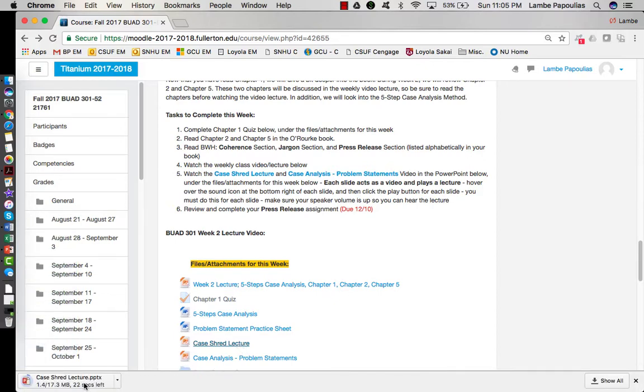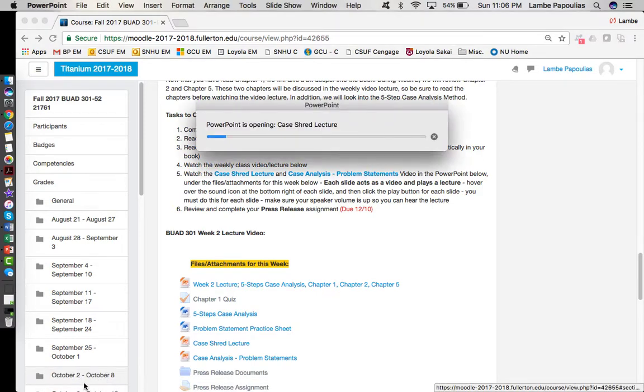Just to give you an idea, it's going to take a little while to actually download because it is a big file, but once you open it up, you're going to hover over the bottom right corner icon, which is a volume icon, and once you hover over it, you're going to see the controls to play the actual PowerPoint.